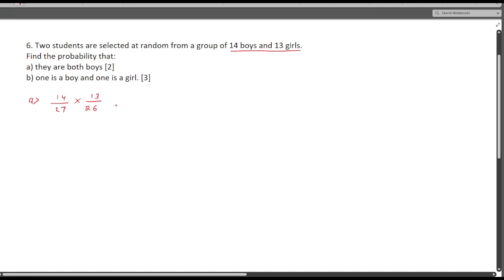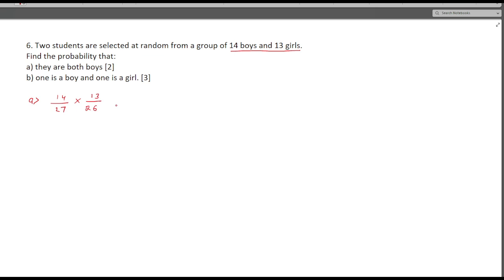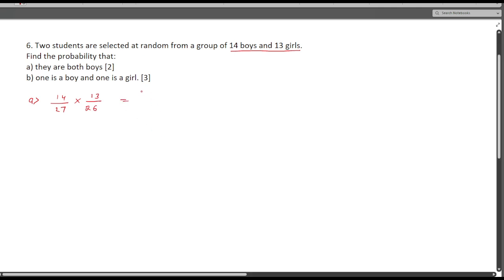So 14 into 13, your numerator is going to be 182, and your denominator 27 into 26 is going to be 702. And in simple form, it is 182 divided by 702. Your result is 7 divided by 27. 7 divided by 27. Okay, this is A. Now B.